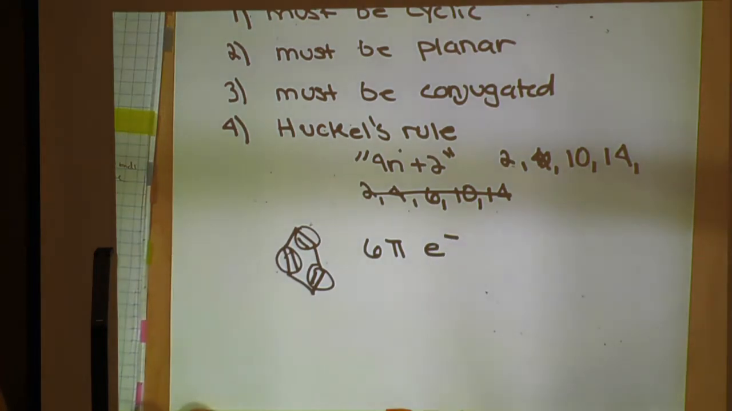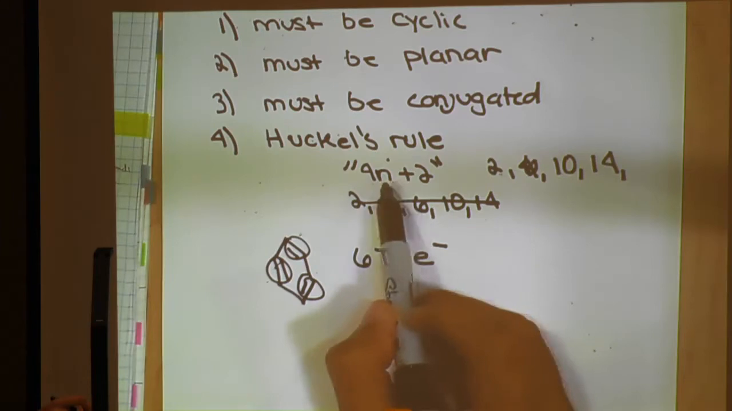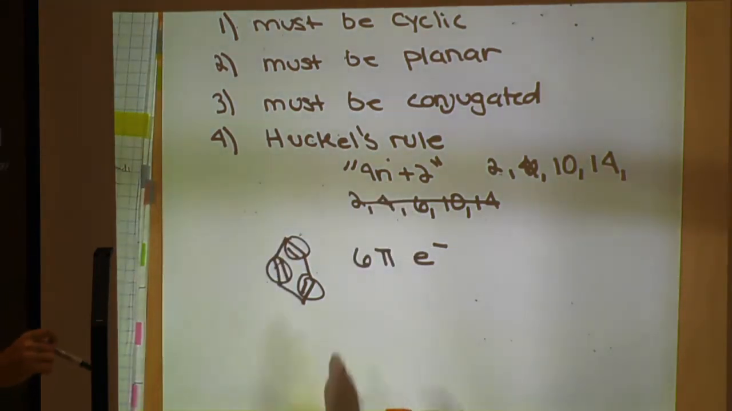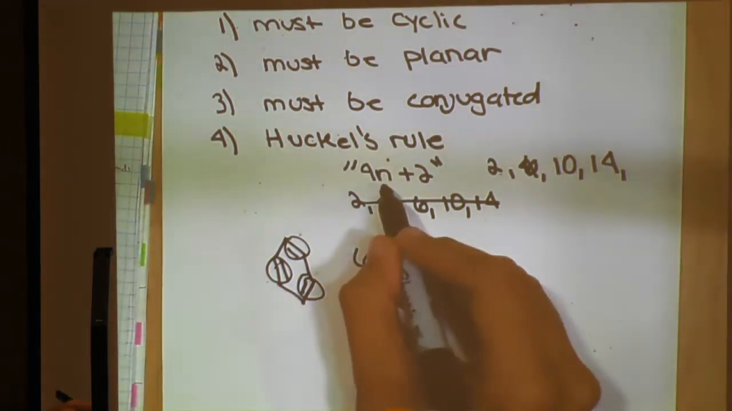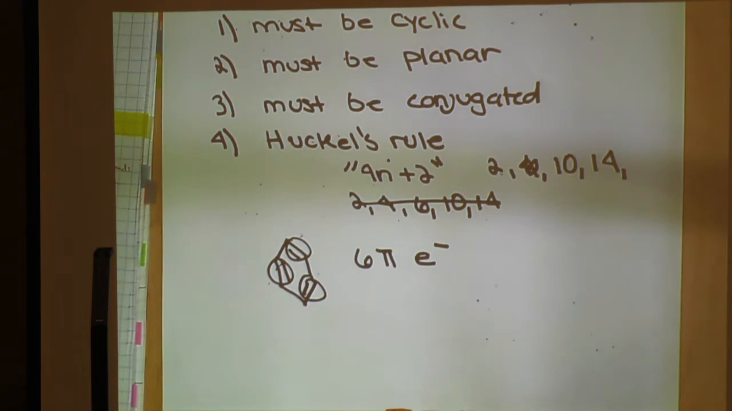So now we look at Huckel's rule and we think, is there any number I can plug into n that's a whole number that when I plug it in, it'll give me 6? Well, yeah. If I plug in 1, I get 4 plus 2. That's 6. So that satisfies Huckel's rule.